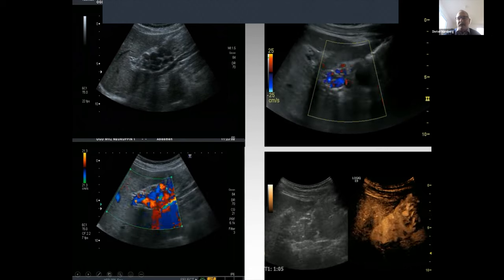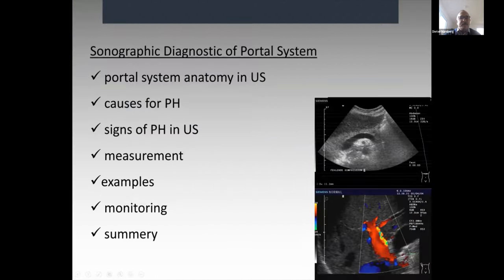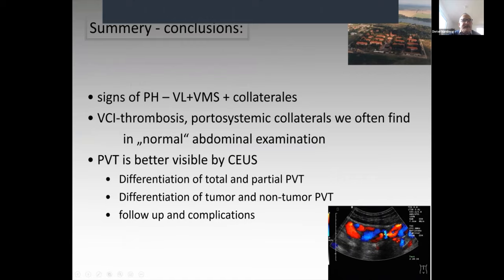We come to the end, and that was our small program for that time. Our conclusion: the signs of portal hypertension, the best signs are collaterals, changing of the blood flow direction in the portal vein, and the non-compression of the splenic vein and mesenteric vein in expiration. The thrombosis is very good visible, and you can differentiate the portal vein thrombosis in pancreatitis and in HCC.